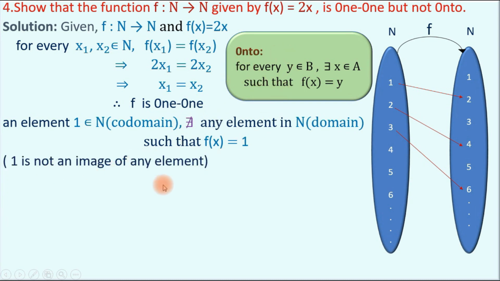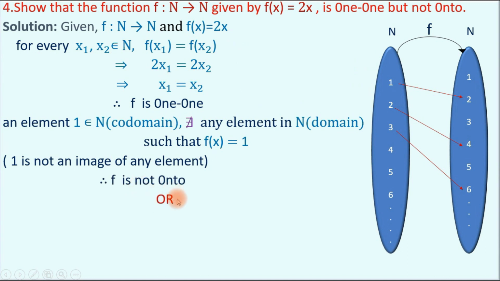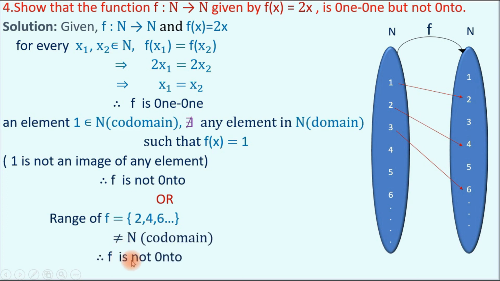Hence, this function is not onto function, or otherwise take the range of this function f, which is equal to the set of all even numbers. This is not equal to codomain, hence this function is not onto. So this function is 1 1 but not onto.